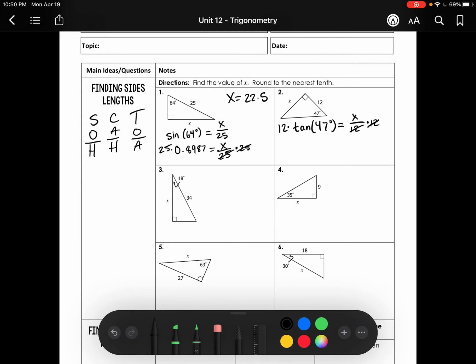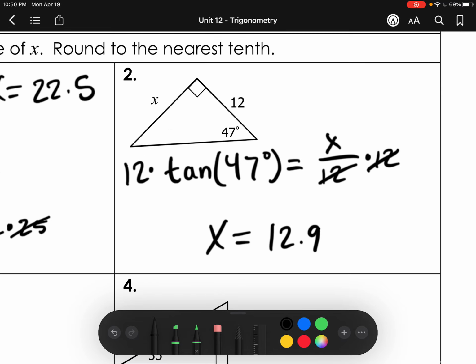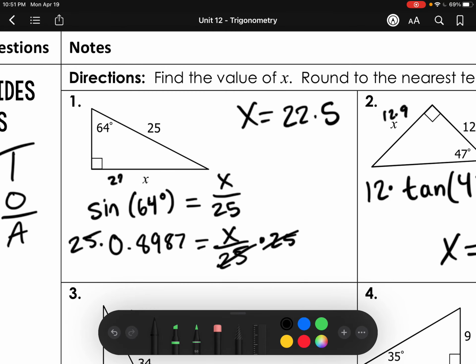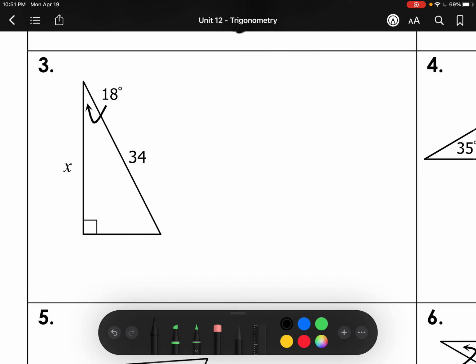So 12.9 is x here. So x is equal to 12.9. So this side is 12.9. Over here, this side is 22.5. All right, so let's look at number 3 now.